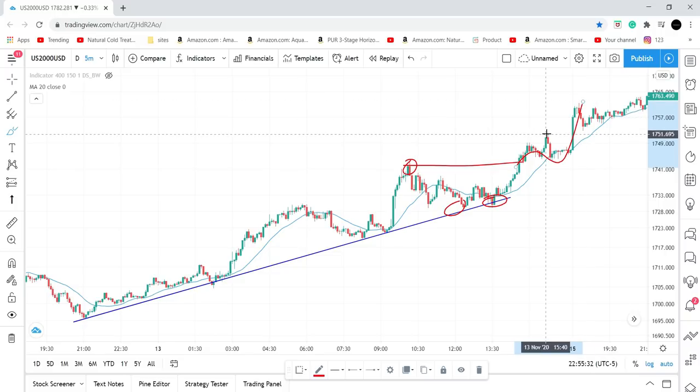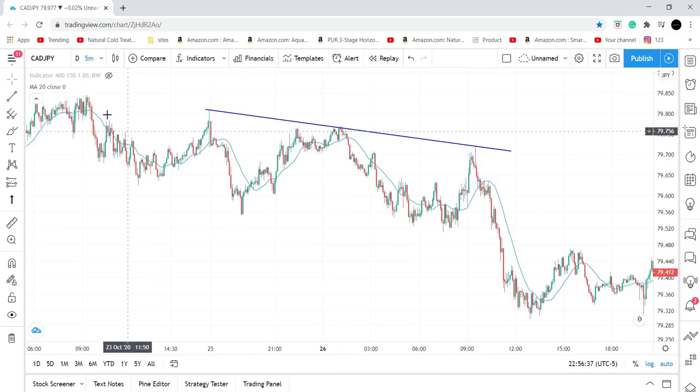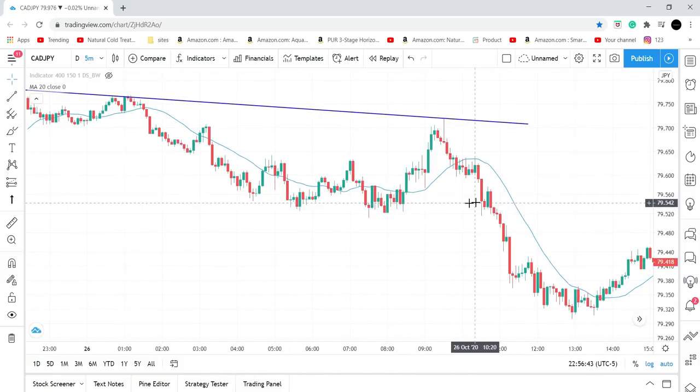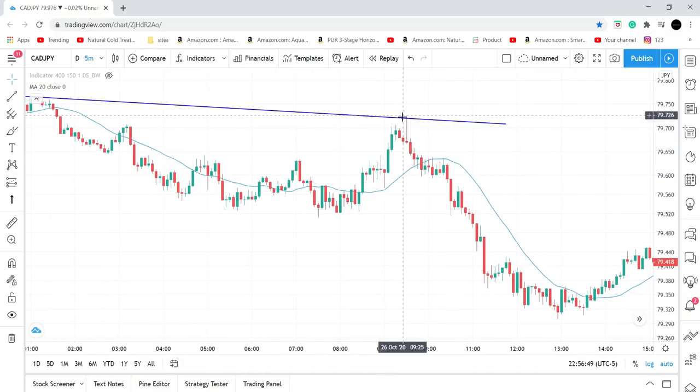Let me show you guys another example of a trend line trade. Okay, so right here, guys, the market is going down. We have this trend line right here. And also what we have here, guys, is a nice rejection off that trend line. And what do we have here? A nice pin bar. So we want to get in this trade.